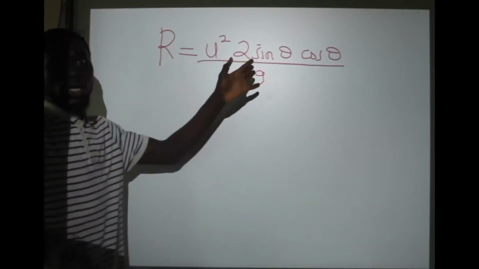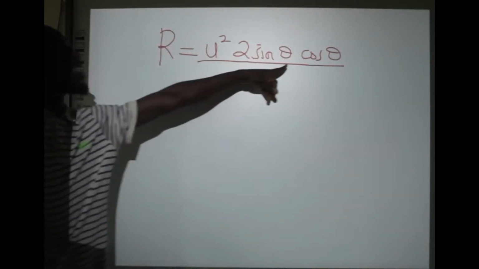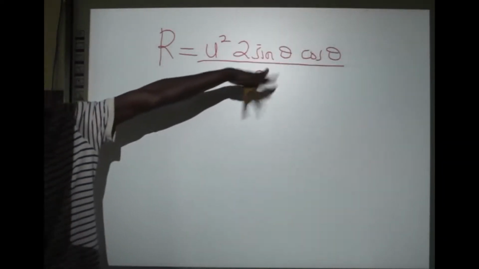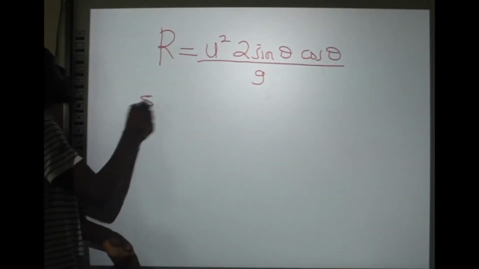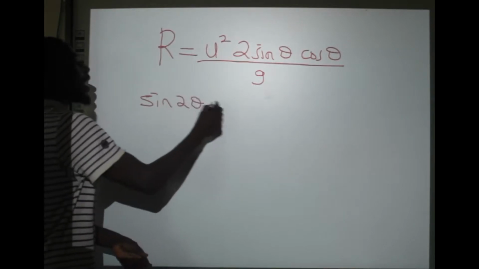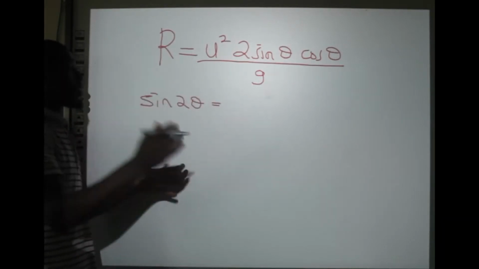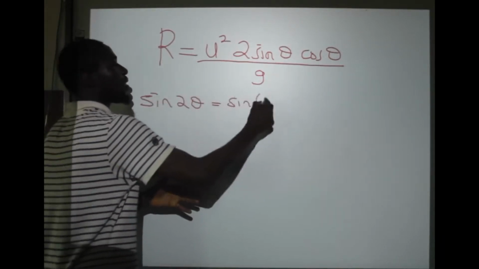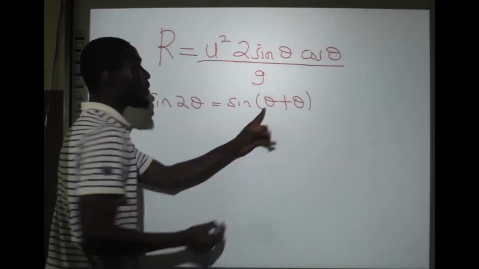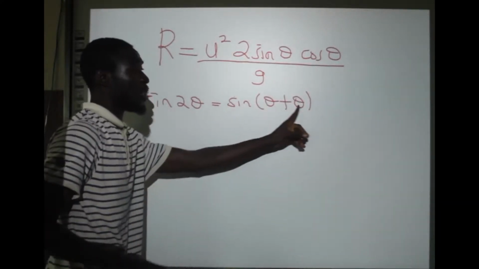But from our study of trigonometry, our 2 sin theta cos theta is given as what? Sin 2 theta. How do we get that? If you say sin 2 theta, 2 theta can be broken down into theta plus theta. That gives us sin of theta plus theta. So in this case, this one represents A, this one represents B.